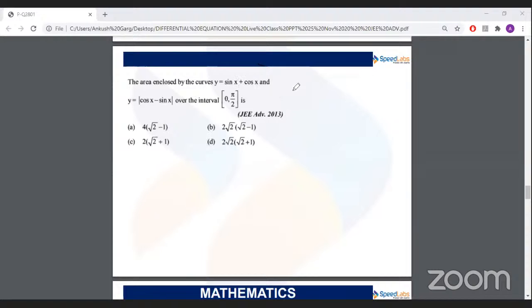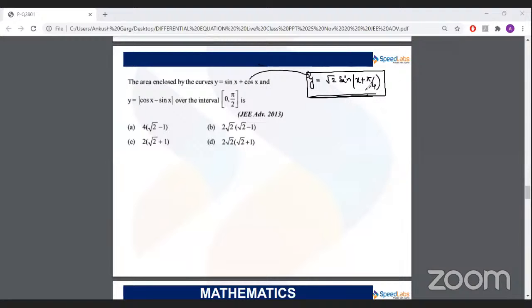So if you see the first function, that is y equal to sin x plus cos x, can you simply write it as root 2 into sine of x plus pi by 4? I hope everyone knows this conversion, right? Multiply by root 2 and divide by root 2. So this will become sin a cos b plus cos a sin b, that you can write as sine of x plus pi by 4. So this will become y equal to root 2 into sine of x plus pi by 4.